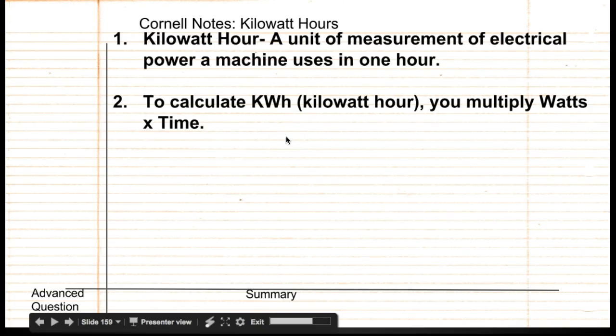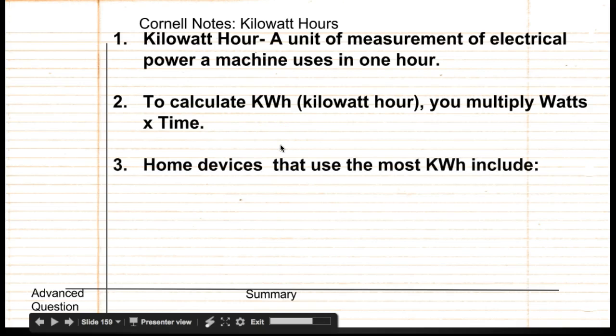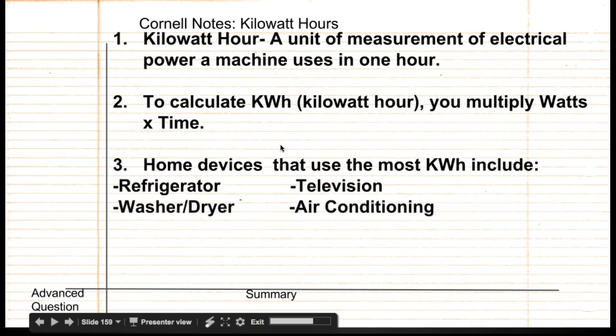Okay, ready for number 3? Let's move on. For number 3, write home devices that use the most kilowatt hours include refrigerators, televisions, washers and dryers, air conditioning units. These are just some of the devices that use a lot of kilowatt hours. Or in another way to say it, a lot of watts per hour or per set amount of time. All right, go ahead and come up with your question for 3.